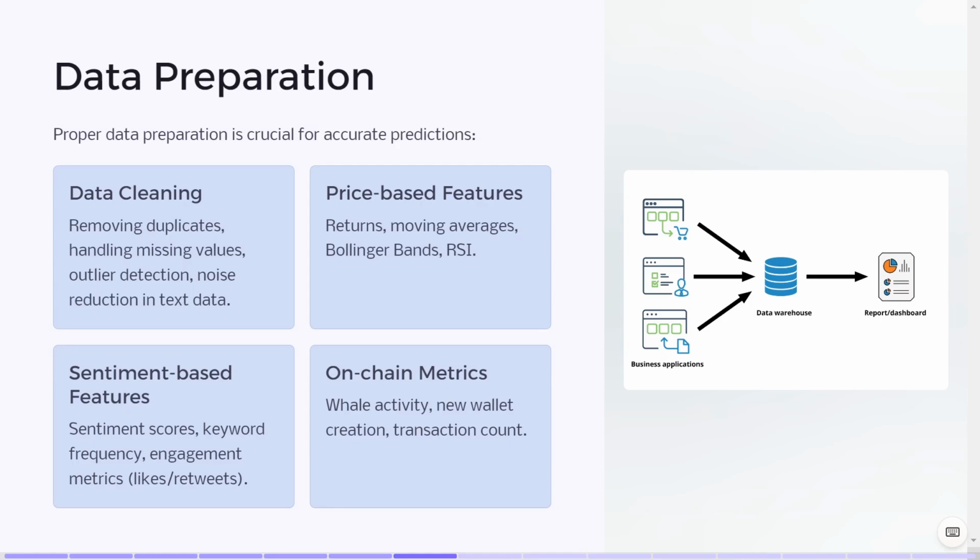We also engineered sentiment-based features, such as sentiment scores derived from NLP analysis and engagement metrics like the number of likes and retweets on a post. On-chain metrics were another critical component. We looked at whale activity, new wallet creation, and transaction counts to gauge market interest and detect potential manipulation. Lastly, we incorporated Google Trends data, using normalized search interest and shifts in search volume as predictive features.